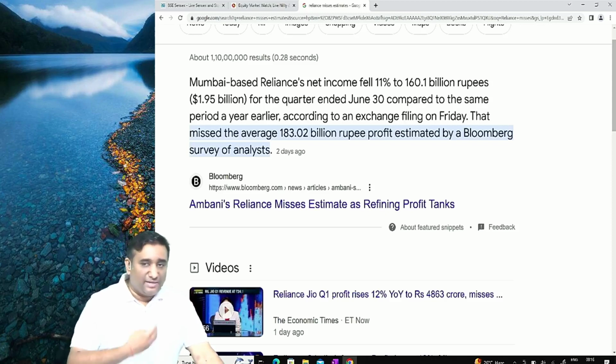So this being the result season, and you are very fresh in the starting of the course, I expect you to read these kind of news items, so that you pick up any companies of your choice and just keep tracking those companies for different events. You'll find something is happening in these kinds of companies.